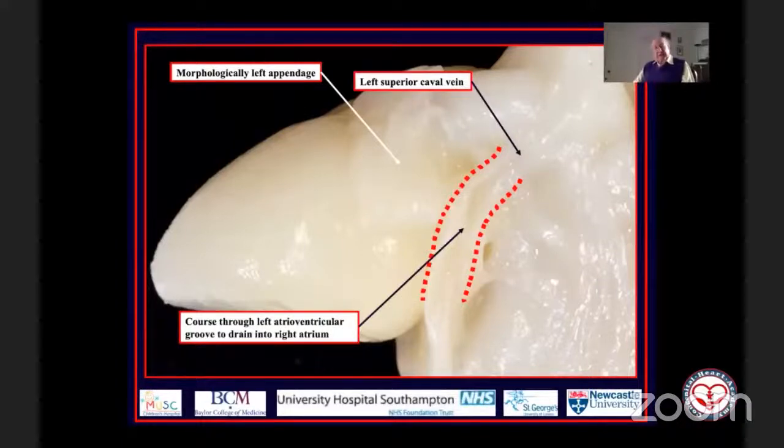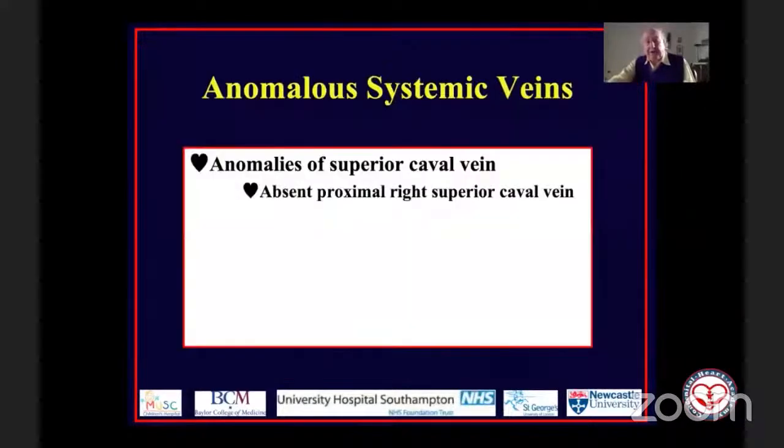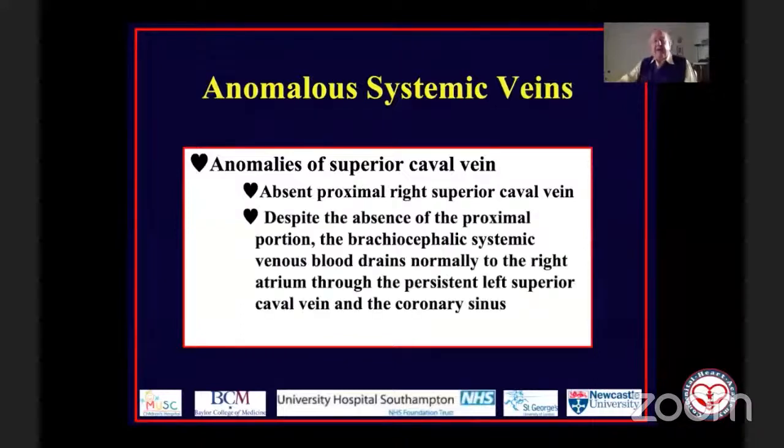So here we have an anomalous right superior caval vein, its proximal part is missing. We have an anomalous left superior caval vein in that it drains through the coronary sinus into the right atrium, but the systemic venous return from the head will still reach the morphologically right atrium, so the drainage is normal. But that is not always the case. So we can have absence of that proximal superior caval vein, and I've shown you that despite that, the blood can drain normally to the right atrium, but not always.